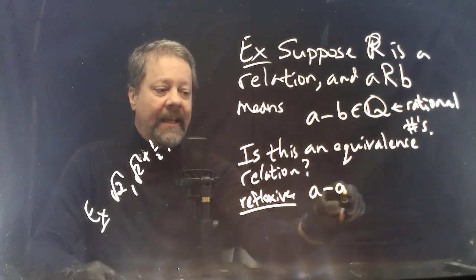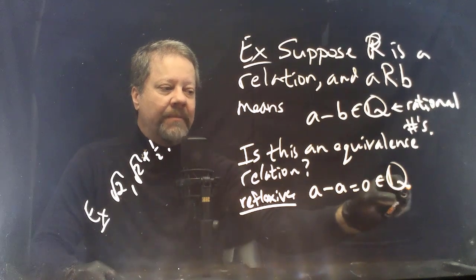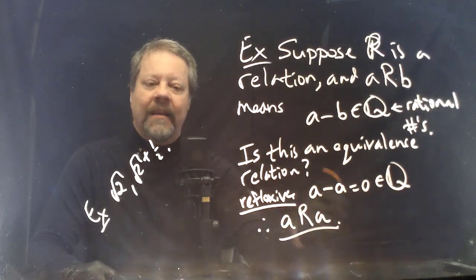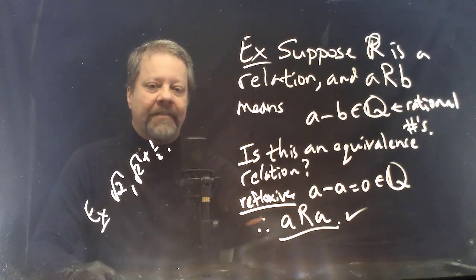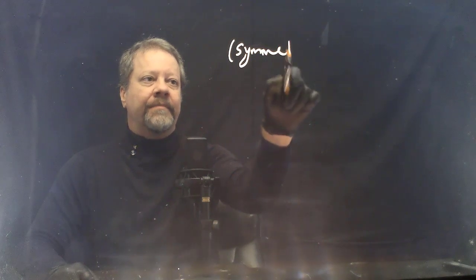A minus A is 0, and that is a rational number. Therefore, A is always related to A. That checks the reflexive property. What about the symmetric property?